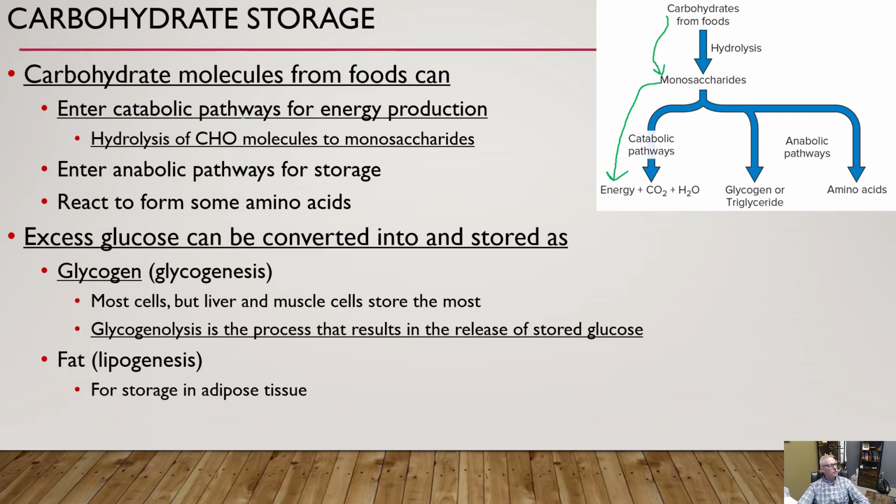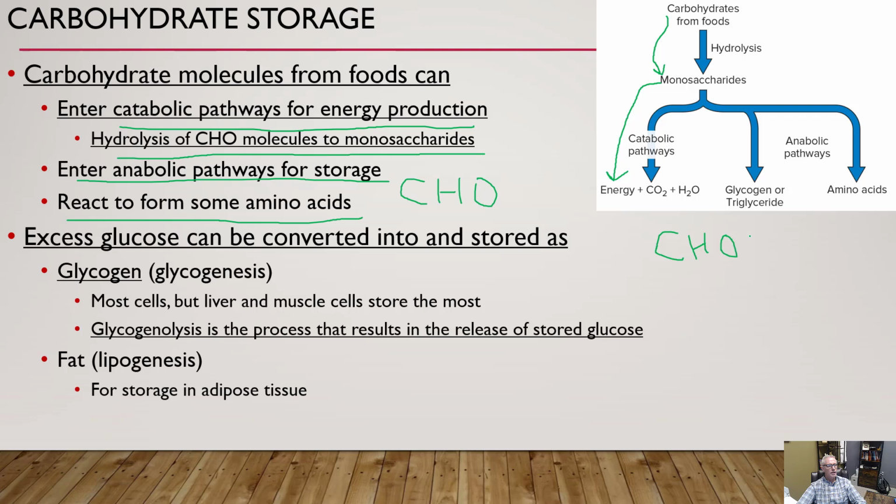So carbs can enter the catabolic pathway for energy production, hydrolysis of carbs to monosaccharides. Or they enter the anabolic pathway for storage. That's what we just talked about. But they can also react to form some amino acids. Remember the chemical structure of carbohydrates. They're CHO. And what's the structure of protein? CHON. So we already have the C, H, and O. So actually carbohydrates can just get nitrogen from somewhere else and form amino acids.